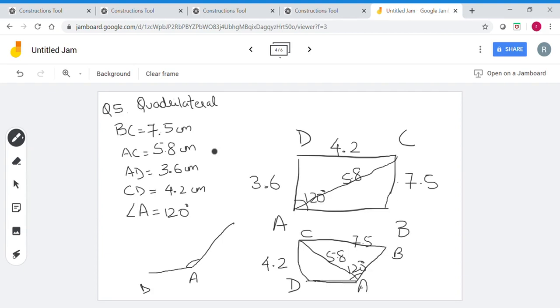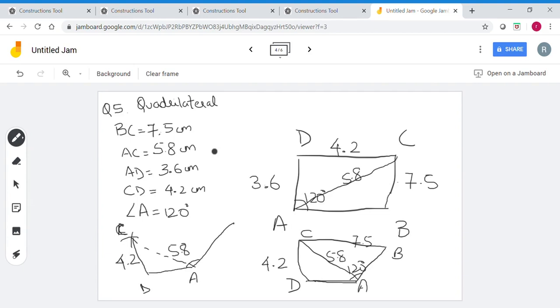Let me see if I can find point C. I know that C is at a distance of 4.2 and 5.8 from here. So from D, I'll make an arc of 4.2. From A, I'll make an arc of 5.8, which will help me find point C. This is 5.8 from here and 4.2 from here.